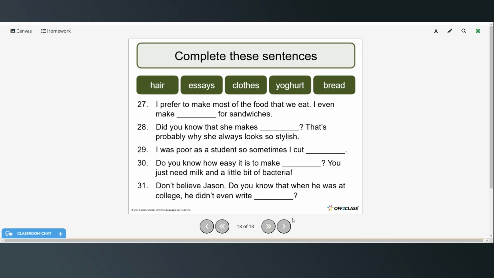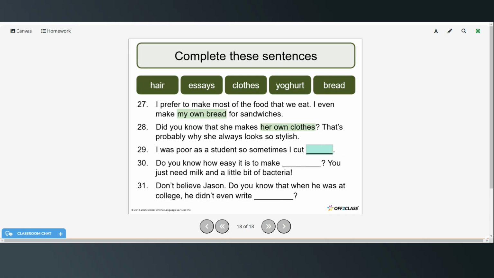All right, and then we'll finish by completing these sentences. I prefer to make most of the food that we eat. I even make my own bread for sandwiches. Did you know that she makes her own clothes? That's probably why she always looks so stylish.